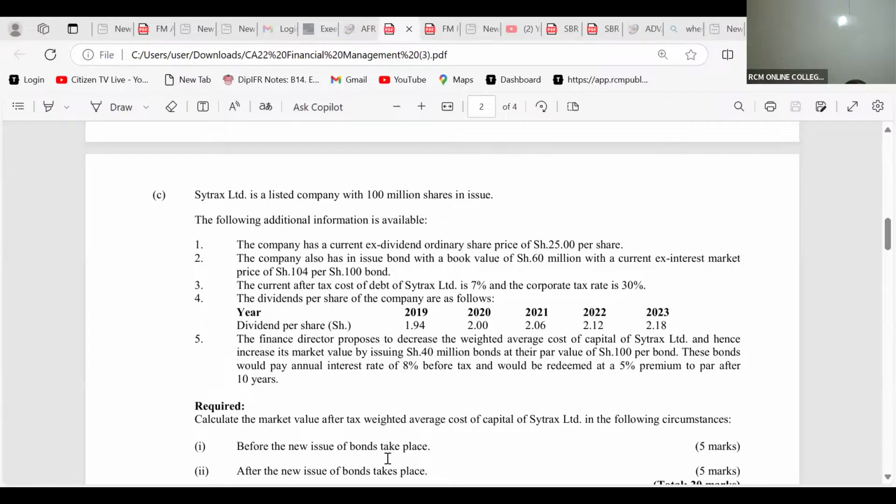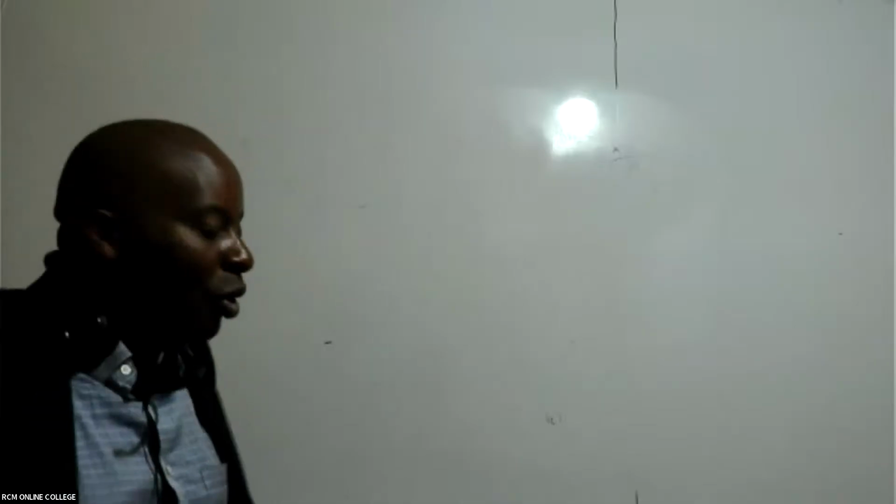So now part 2 is after the new issue of bonds takes place. When we issue bonds, then we expect to get a new KD. Look at note number 5. The finance director proposes to decrease the WACC of C-Trucks Limited and hence increase its market value by issuing 40 million bonds at their par value of 100 million. These bonds would pay annual interest rate of 8% before tax and would be redeemed at 5% premium to par after 10 years. So this is cost of a redeemable bond.